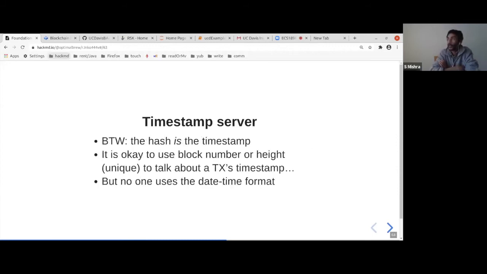Another thing that at least I found confusing at first was the use of the word timestamp. When I think of timestamp, I'm thinking of 30th September, 8 o'clock. But that's not what Satoshi means by a timestamp server. The hashes are really the timestamps here. And it's okay to use a block number or a block's height to reference when a transaction was included, because those are unique. A block has a unique number and a unique hash. But no one really talks about the actual timestamp in terms of date and time. So think of a timestamp as the hash.